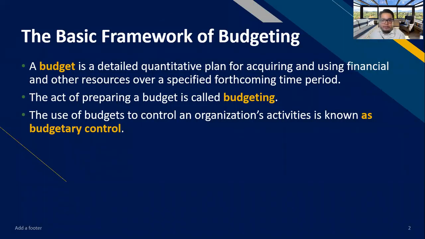So we want to define the basic framework for budgeting. So what is a budget? A budget is essentially a detailed quantitative plan for acquiring and using financial and other resources over a specified forthcoming time period. I think one of the most important aspects that needs to be considered or defined when we talk about the budget is that the budget is the quantitative expression of the plans of the organization.